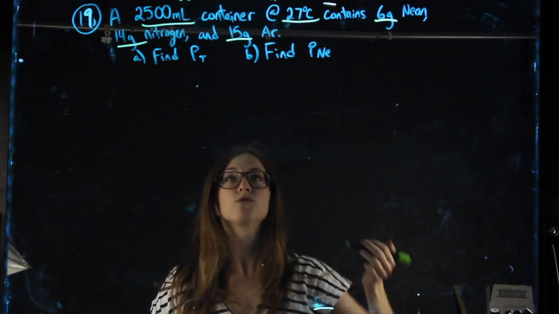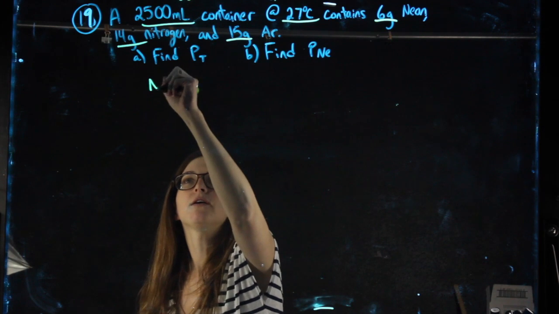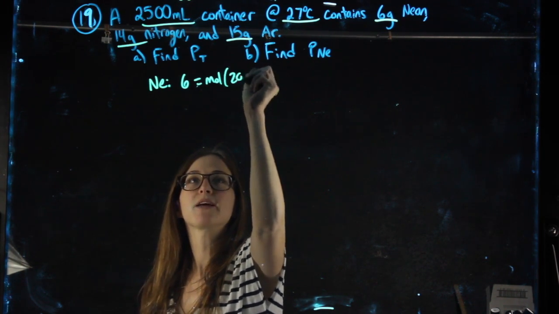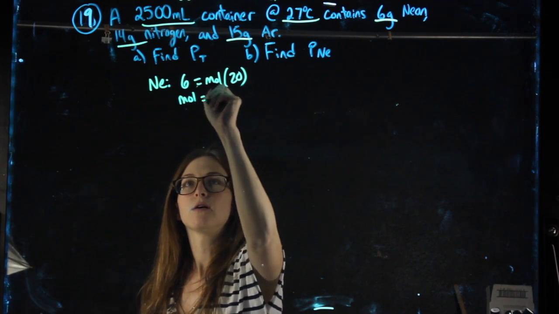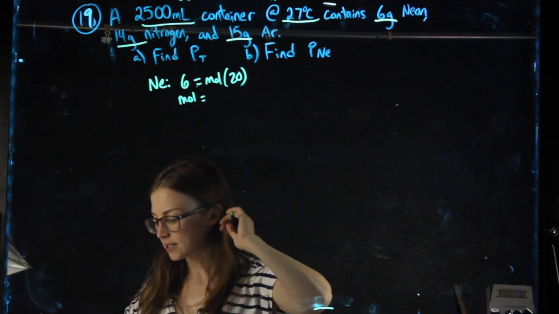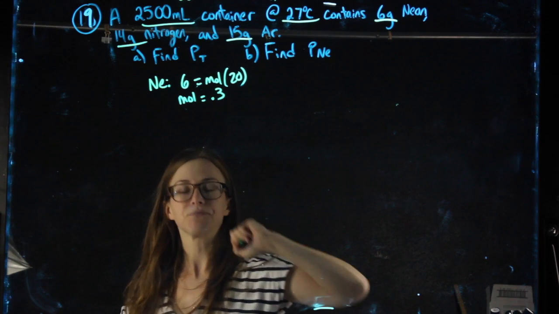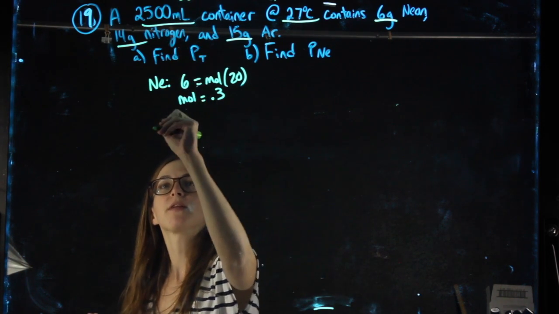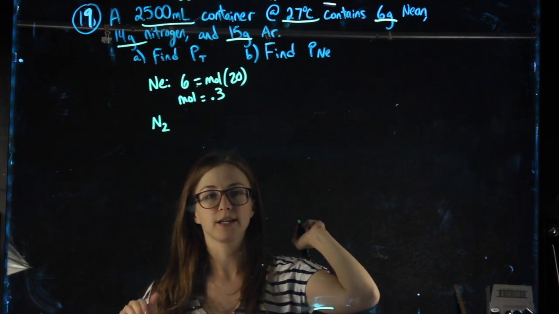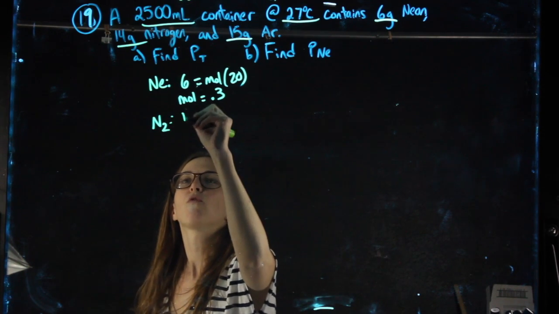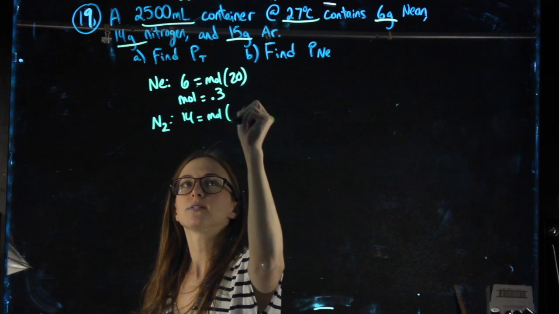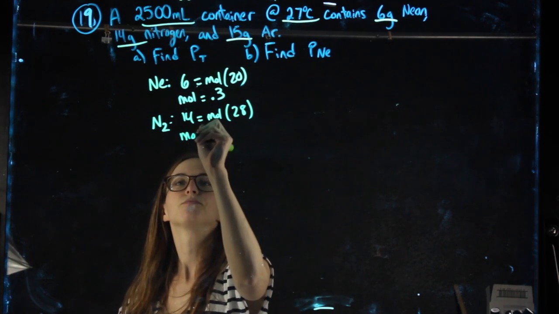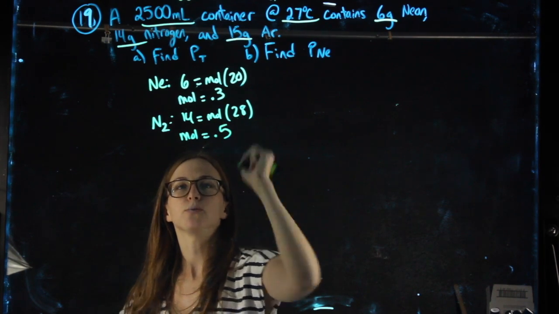It also has moles. So for neon, grams equals moles times molecular weight. My moles of neon, 6 divided by 20. For nitrogen, remember that nitrogen is a diatomic, so really it's N2. 14 grams equals moles times nitrogen, 14 times 2. My moles of N2 is 0.5.